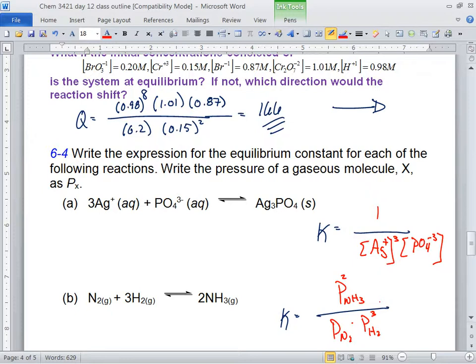It looks kind of odd, but that's what they want. They want capital P's with subscripts for the gases. And again, the units need to be bars.